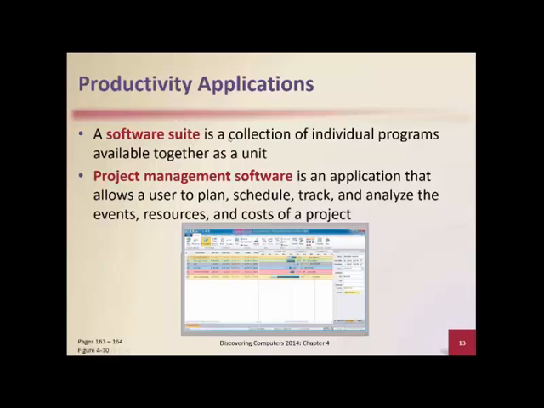A software suite is a collection of individual programs available together as a unit. So here's an example of a suite. One of the things that you can do as a Jefferson student is download the Office suite. I have a video up that shows you how to do that. You can download the Office suite, and it gives you access to Microsoft Word, PowerPoint, Excel, Access, OneNote, Outlook, and a bunch of other ones. So there's different suite software out there.